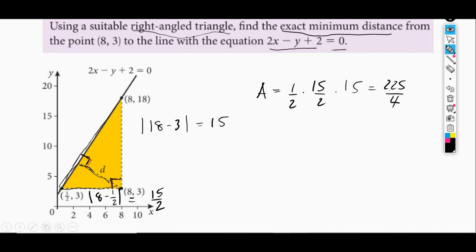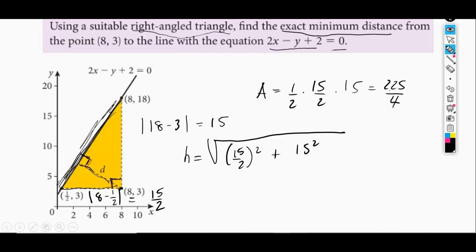Okay, so now we have to compare this area to another way of finding it. What's the other way of finding it? Well, if you look at this here, the hypotenuse is actually also a base, and d would be the height of the same triangle. So first we need to find that hypotenuse. The hypotenuse is simply going to be the square root of the difference in x squared, so that means (15 halves) squared, plus the difference in y squared, which is just 15 squared. And if you plug this in the calculator, it's going to give you 15 square root of 5 over 2.